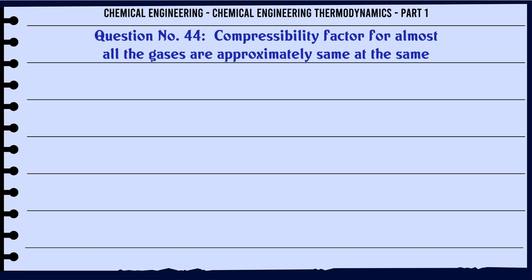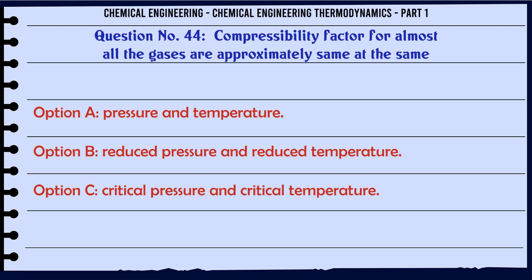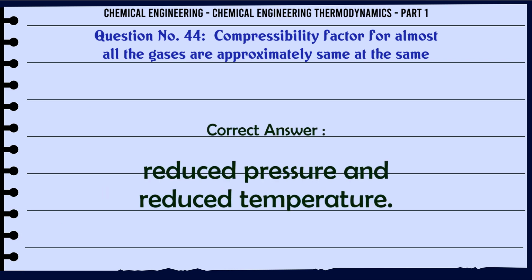Compressibility factor for almost all the gases are approximately same at the same A. pressure and temperature. B. reduced pressure and reduced temperature. C. critical pressure and critical temperature. D. None of these. The correct answer is reduced pressure and reduced temperature.